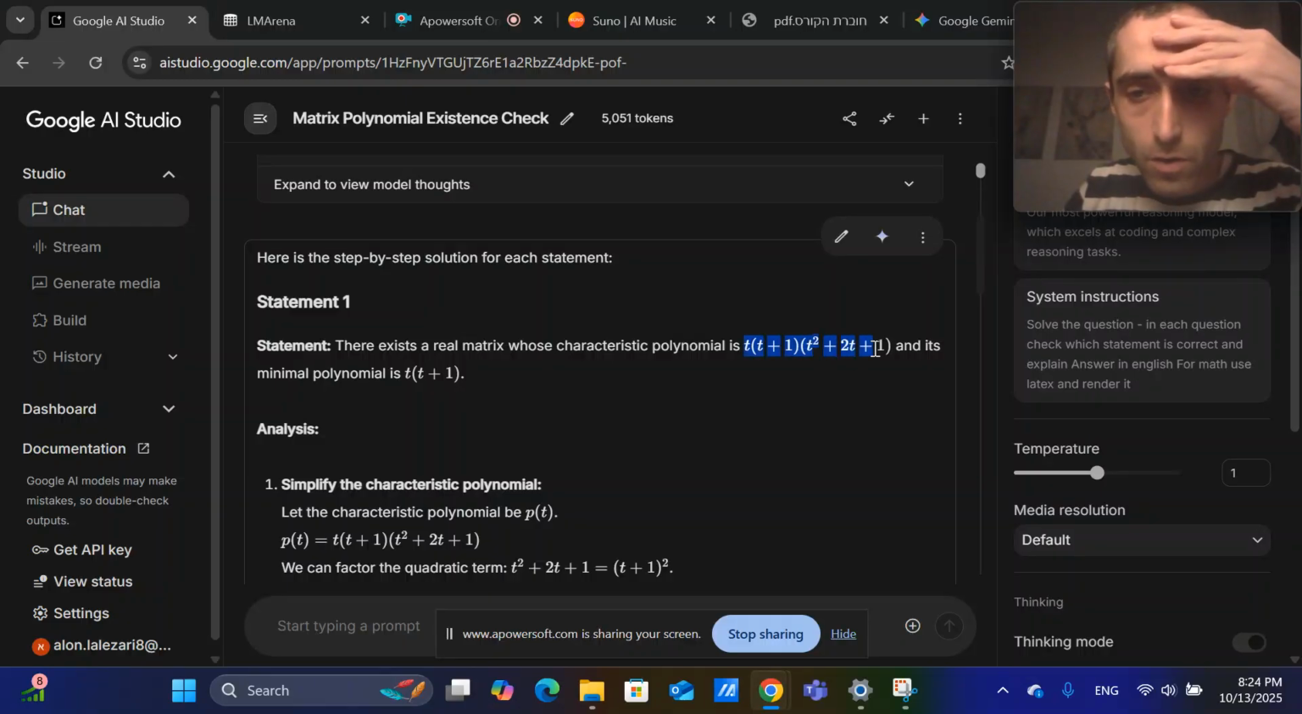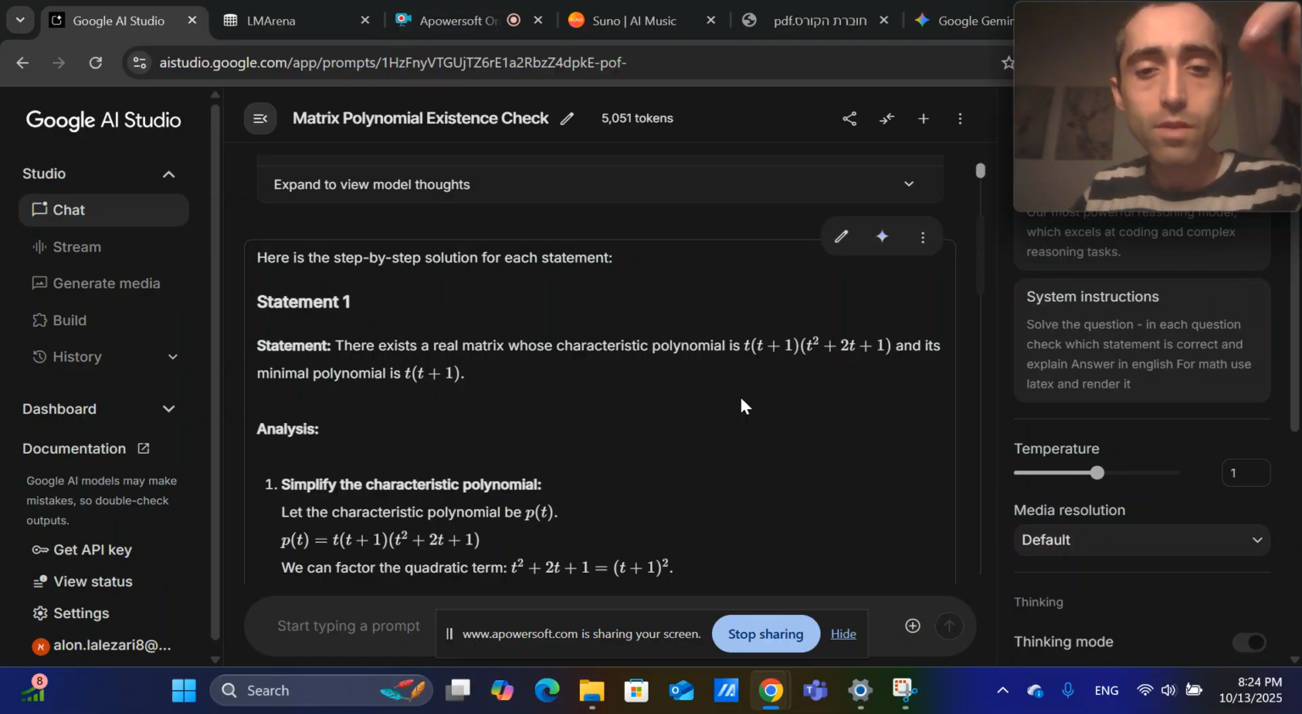So we have a real matrix, and the characteristic polynomial is defined by t plus 1 and t squared plus 2t plus 1. And I have a minimal polynomial, which is t plus 1. Now, the question is, can such a matrix exist? Can such a matrix with this characteristic polynomial and this minimal polynomial exist? And now we need to know the relationship.